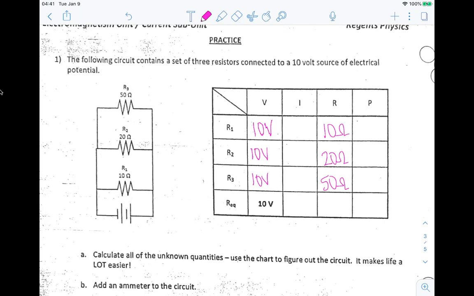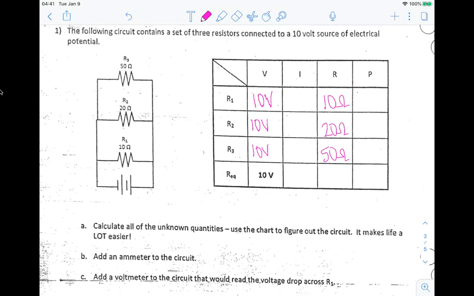The next thing that we want to do is solve for your total resistance, or Req. The formula for that: 1 over Req is equal to 1 over R1 plus 1 over R2 plus 1 over R3. If you substitute in, you end up with 1 over 10 plus 1 over 20 plus 1 over 50. When you put this in your calculator, make sure you use parentheses around each term.